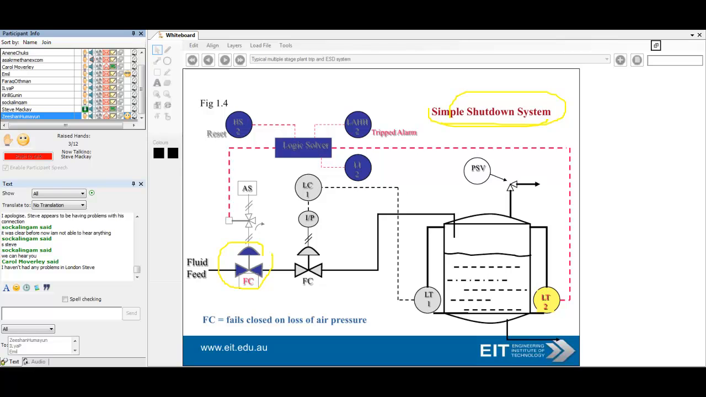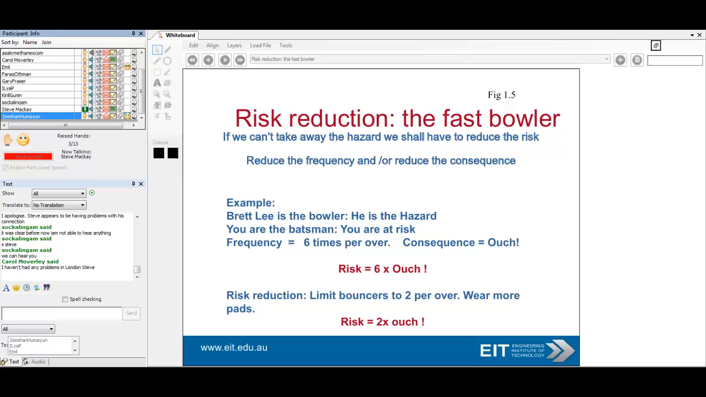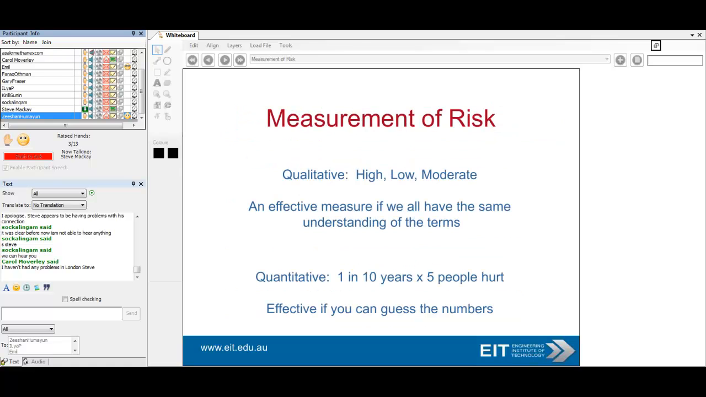And I just want to really spend a few seconds talking about risk reduction. The idea with risk reduction is you could have three levels of risk: high, low, moderate. And obviously, you could say the idea of risk is the frequency of the event, the probability of it happening, multiplied by the consequence.